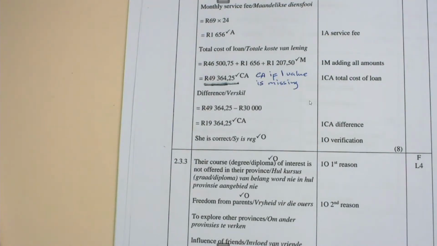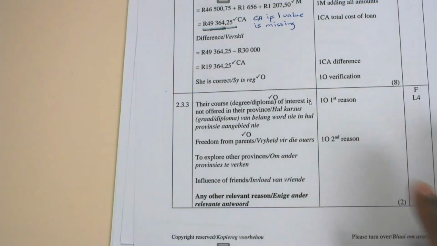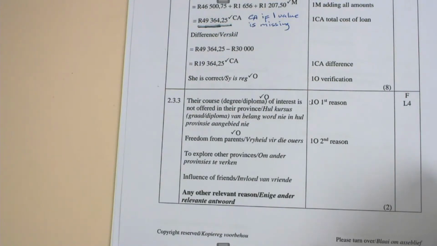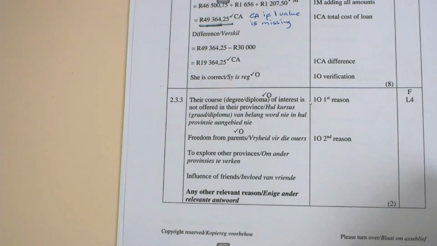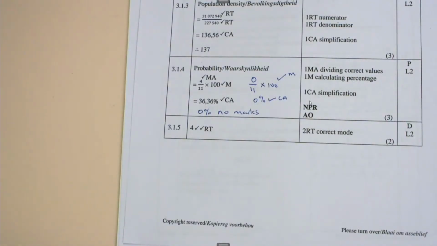Right. Question 2.3.3. It says state 2 reasons why a student will choose to study in a province different from their home province. Those are the reasons: their course, degree or diploma of interest is not offered in their province, freedom from parents to explore other provinces, influence of friends. Any other relevant reason, you give marks. That was question 2. Now we move to question 3.